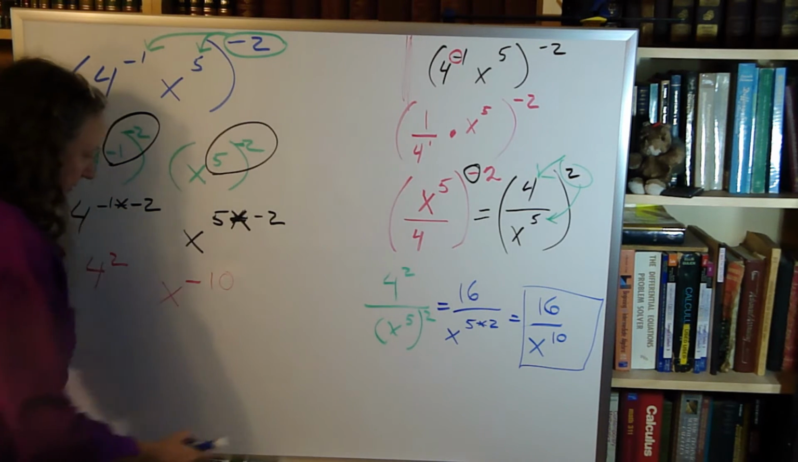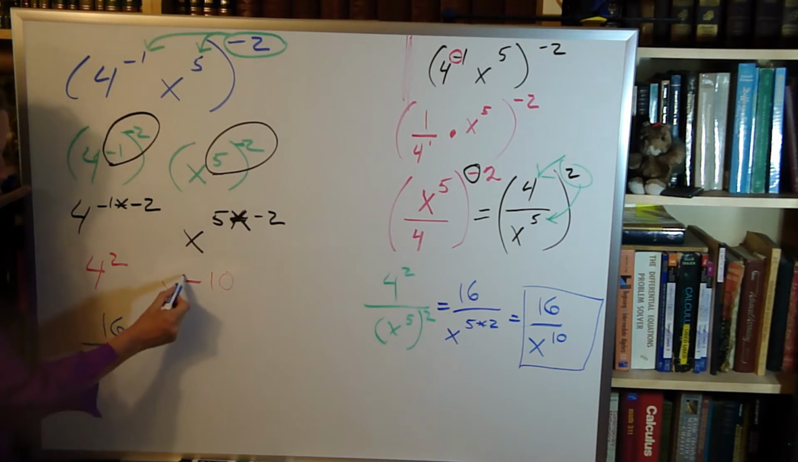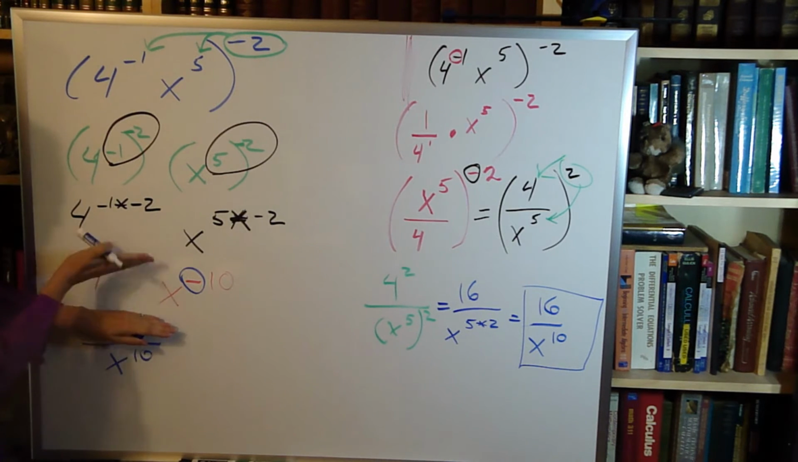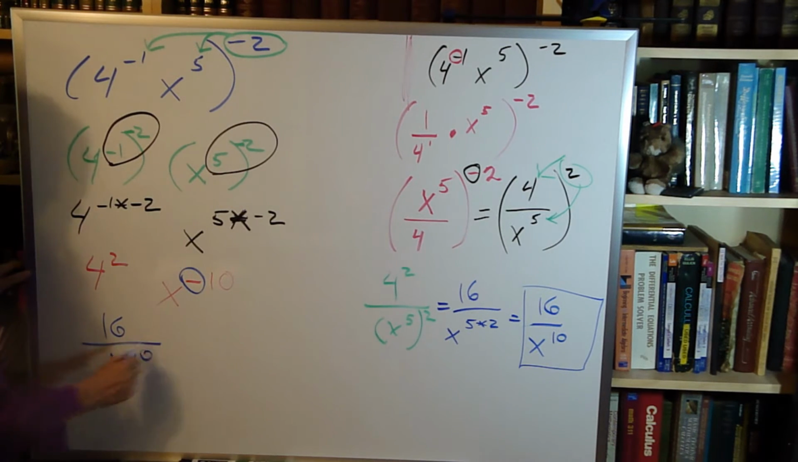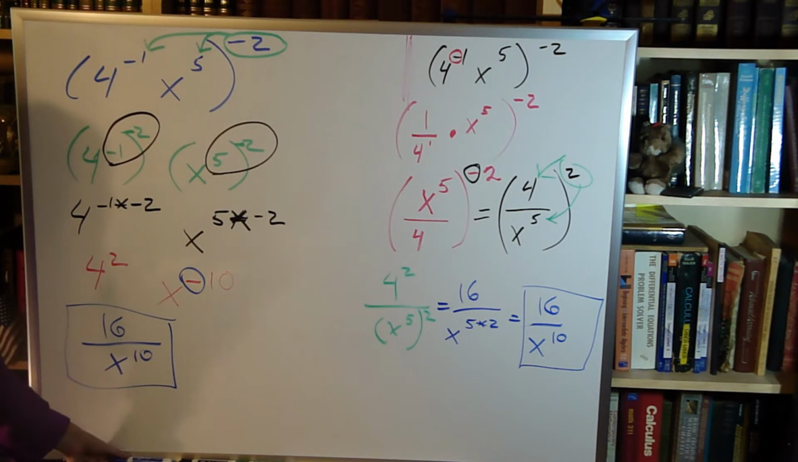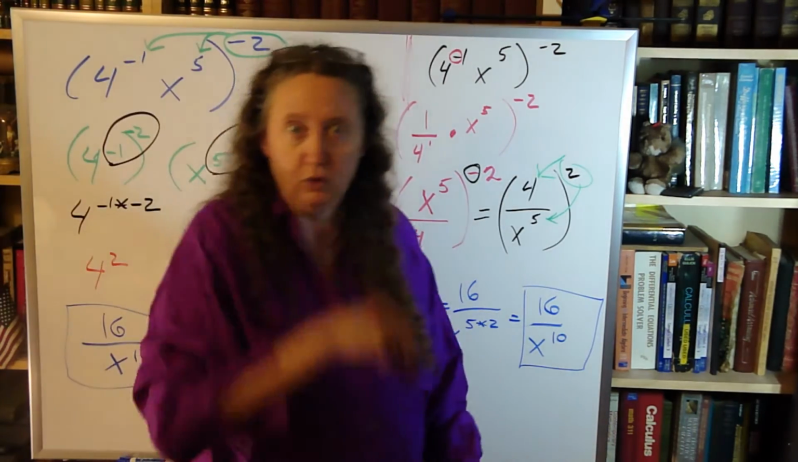Almost done. 4 to the 2, that's 16. Over, I want to get rid of that negative sign, so this is going to be x to the 10. I move it from the top of the fraction to the bottom of the fraction. This is the same as that. So there is more than one way to work this out, and you get to choose which one of these two you want to use.